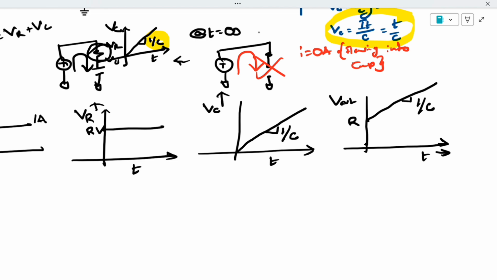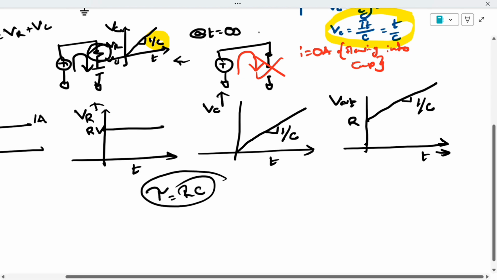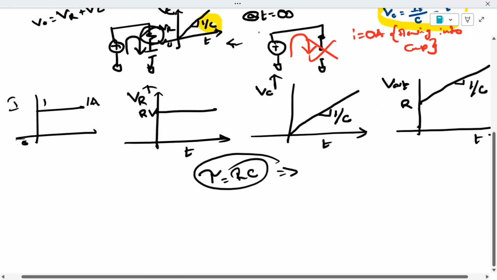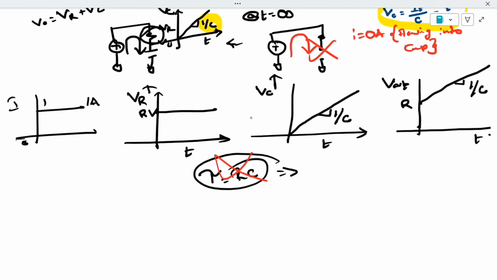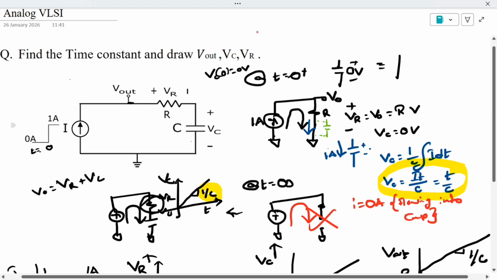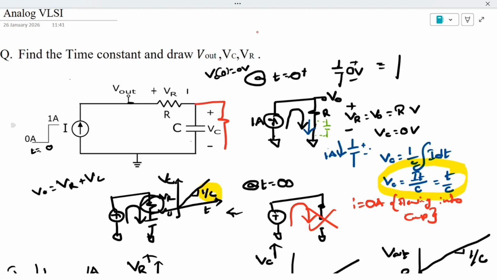This is the V out equation. What about tau? Tau is equal to RC. Now, can we say this tau is this RC? If you say like that, it's wrong, because tau means when it will settle, but here it is not getting settled. So tau is equal to infinite. Very important thing: it will never get settled. In the next part, we will see what will happen if we add a resistor in parallel to the capacitor.